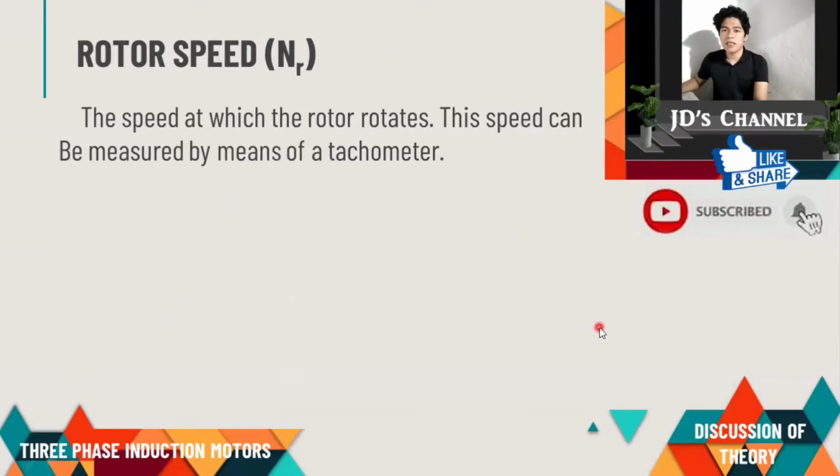The next one is the rotor speed, the speed at which the rotor rotates. This speed can be measured by means of a tachometer, a device we use to measure the rotor speed. We use N sub R for this rotor speed.